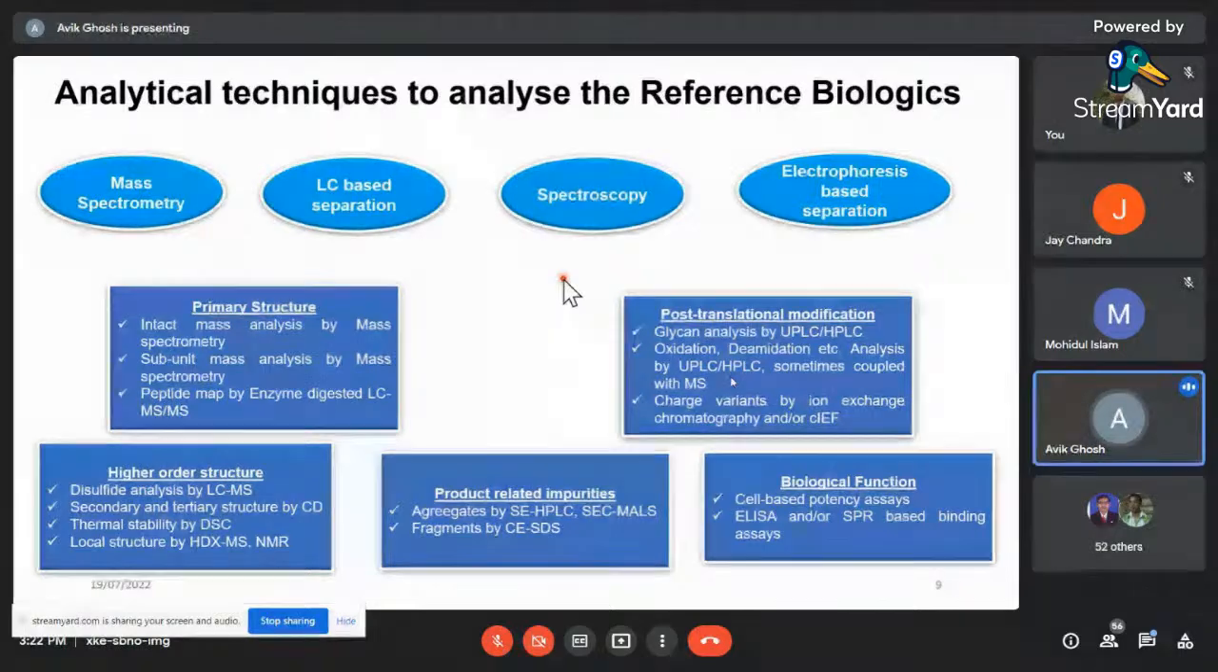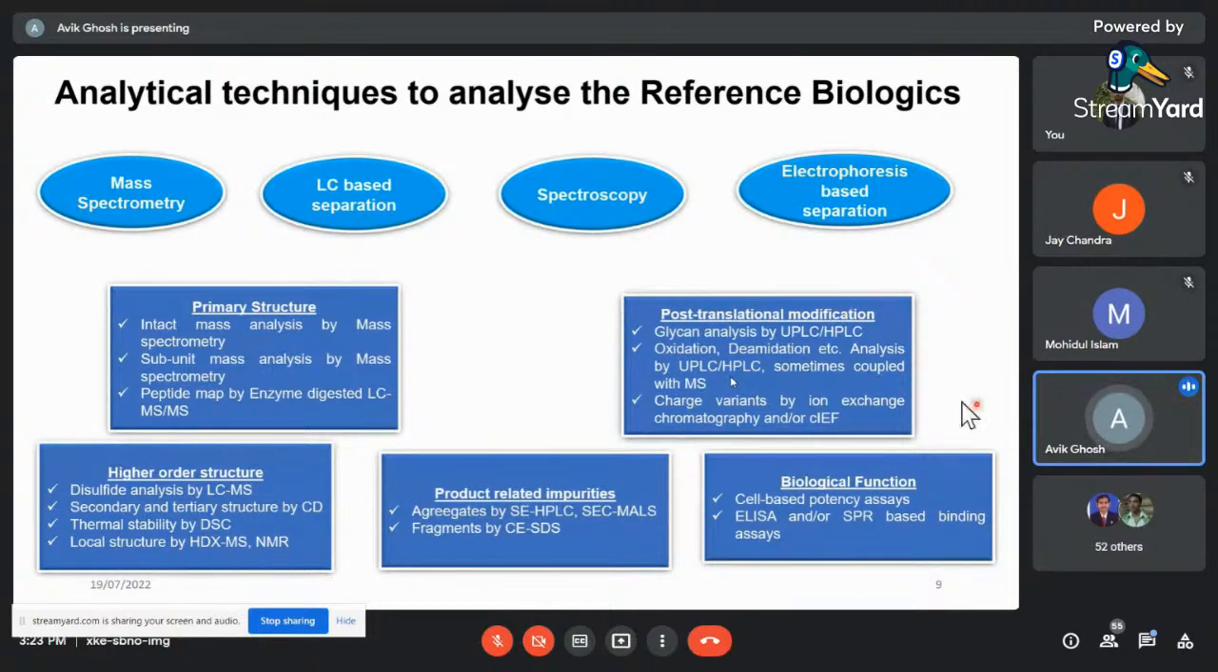And then if I go into the product related impurities like aggregates and fragments, aggregates are mostly measured by size exclusion chromatography, whereas for fragments, SDS-PAGE has been used, but most of the industry has now moved to capillary electrophoresis based techniques, CE-SDS.